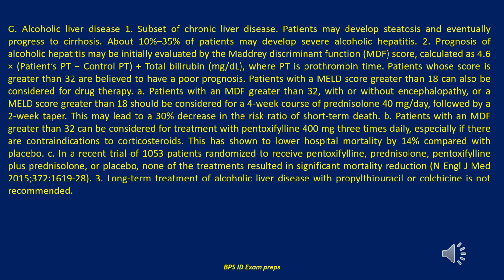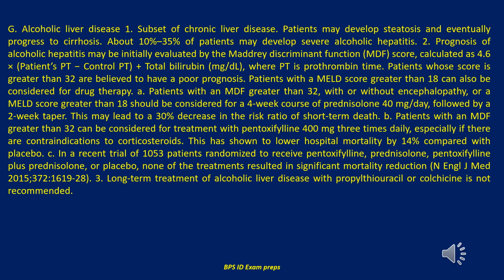2. The prognosis of alcoholic hepatitis may be initially evaluated by the Maddrey discriminant function, abbreviated as MDF, score, calculated as 4.6 multiplied by the patient's PT minus control PT, plus total bilirubin, measured in mg per deciliter, where PT is prothrombin time. Patients whose score is greater than 32 are believed to have a poor prognosis. Patients with a MELD score greater than 18 can also be considered for drug therapy.